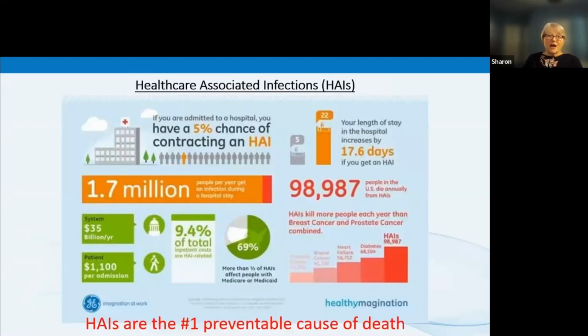Now, HAIs are an unintended consequence of healthcare. In the US, you have a 5% chance of getting an HAI once admitted to a hospital. And that's simply stated as a fact. About 1.7 million people per year will get an HAI, and almost 100,000 will die. HAIs place a physical and emotional toll on patients. Patients endure higher mortality, longer stays, more treatments, and possibly physical isolation due to being placed on those transmission-based precautions. HAIs also add billions of dollars to healthcare costs in the US annually, yet they're the number one preventable cause of death.